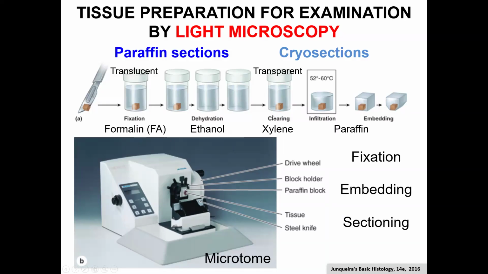The next thing is to replace the xylene with the molten paraffin. And this is the infiltration step, which is different from the embedding step. The embedding step follows the infiltration step, and it is just the cooling down of the embedded tissue, and the paraffin will now harden. One can trim the tissue block and generate now the final tissue block that can be put into the microtome, and one can cut paraffin sections.